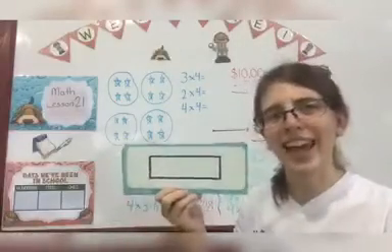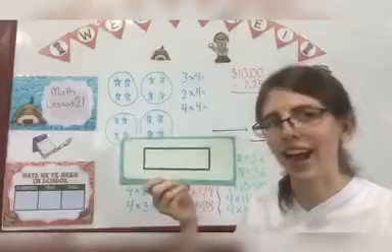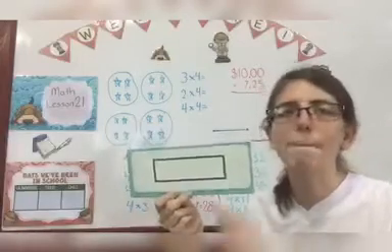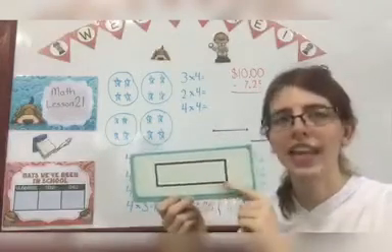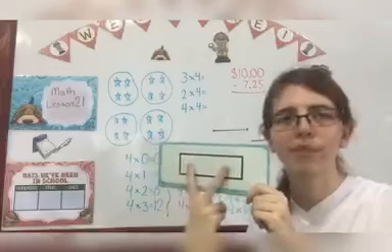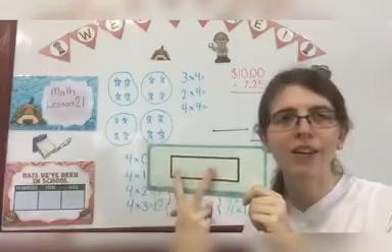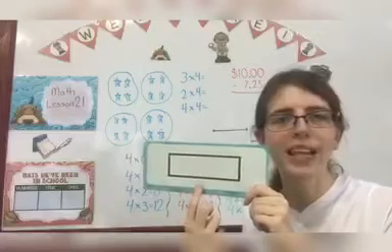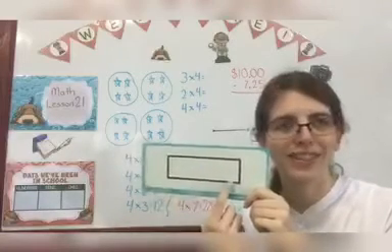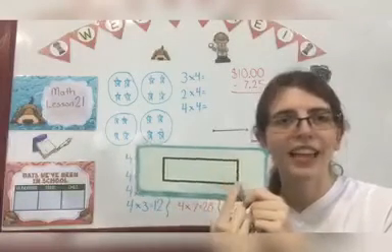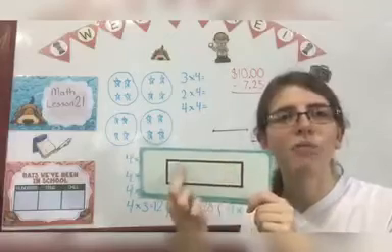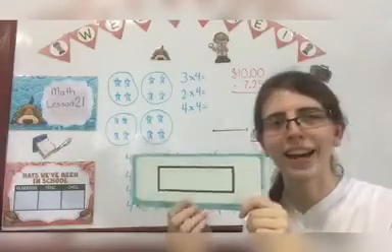This is a rectangle. It has 4 sides, just like a square, but those sides are not all the same. The 2 pairs are. The top and the bottom are the same size, and the sides are the same size. And just like the square, their sides are at right angles.